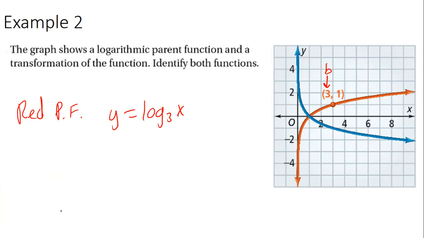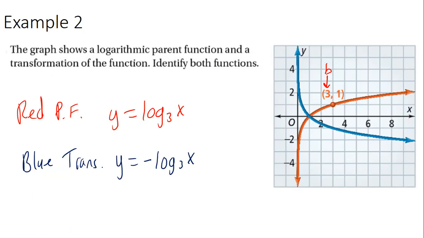Bless you, by the way. So then the blue is our transformation. We reflect it. So how can I make this function reflect? There we go. Our a is negative. We're going to put a negative in front. And what happens? Bam. It reflected.